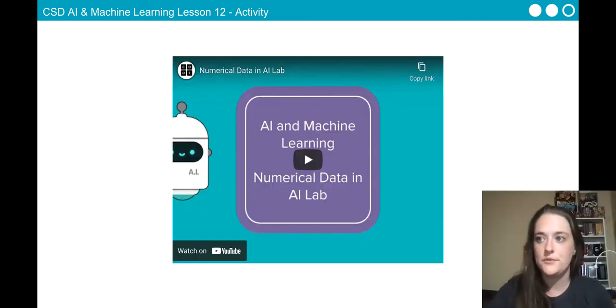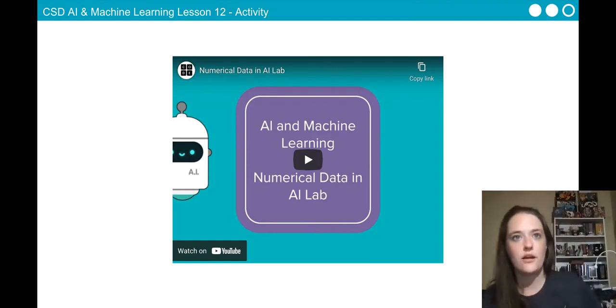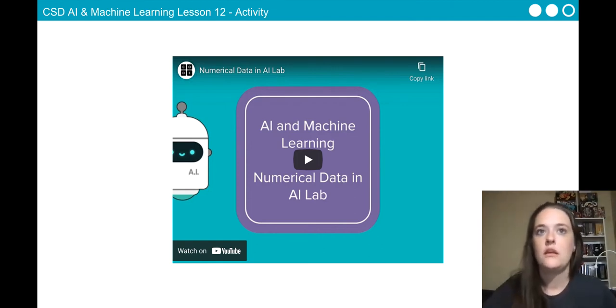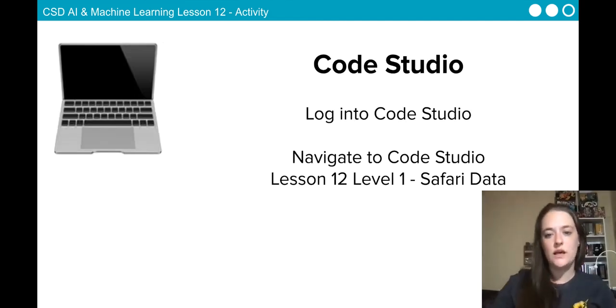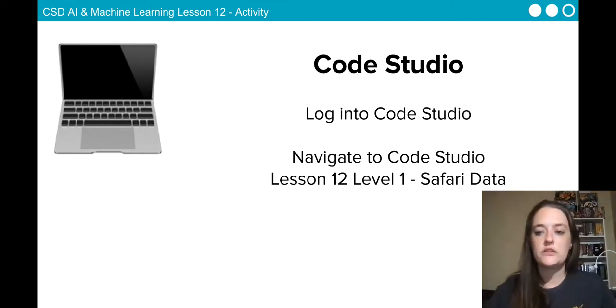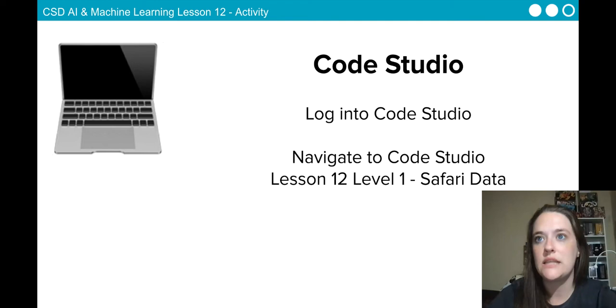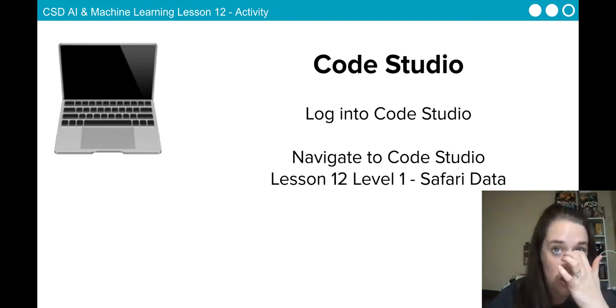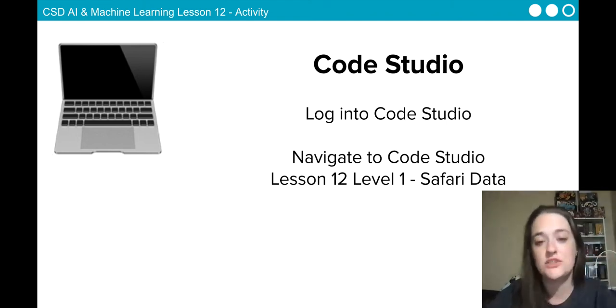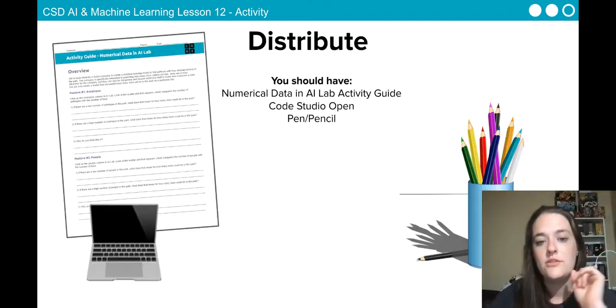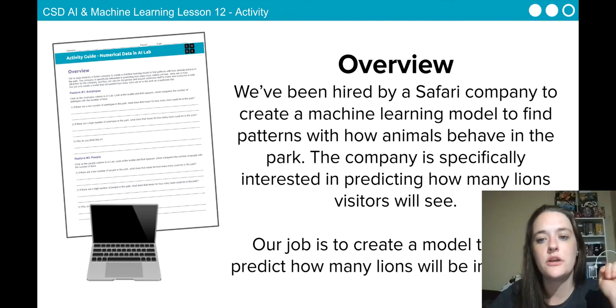All right, so we are going to be going with close enough. Go ahead and go to Code Studio, Lesson 12, Level 1, and look at the Safari data. We will actually spend most of this lesson exploring data in the first panel and recording your results on the activity guide, which brings us to what you will need: the numerical data in AI Lab activity guide in Code Studio. So let's look at what we're going to be doing.